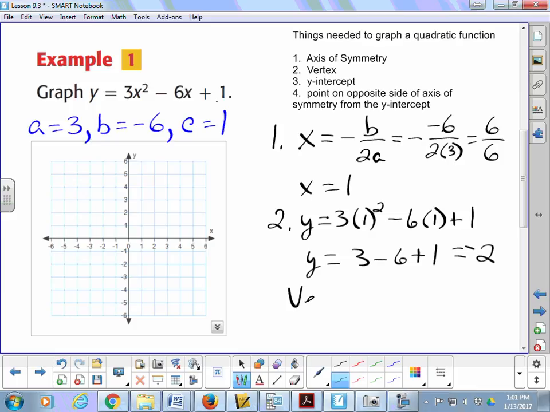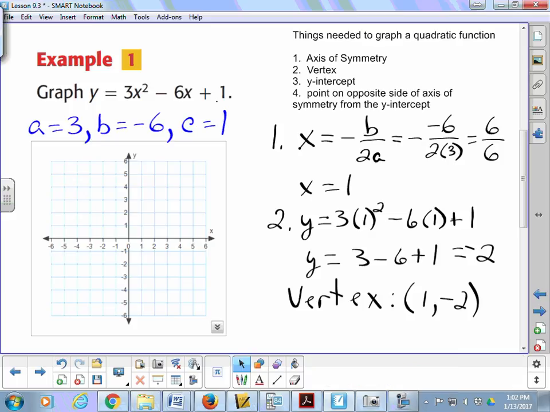So the vertex is the point 1, negative 2. My x value is 1, my y value is negative 2. So I'm going to plot that point, 1, negative 2, on my graph. So set up your coordinate plane.